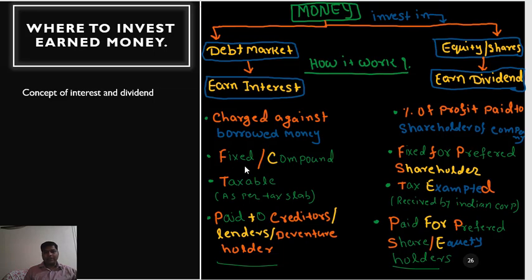In interest, the rate is fixed and compounded, but the dividend rate is fixed for preferred shareholders only. If you earn interest, it is taxable as per your tax slab. But the dividend is tax exempted when received from an Indian company, so the tax is nil up to some limited amount of investment in terms of dividend. The interest is paid to creditors, lenders, and debenture holders. The dividend is paid to preferred share and equity shareholders. So this is basically the difference between interest earned and dividend earned.